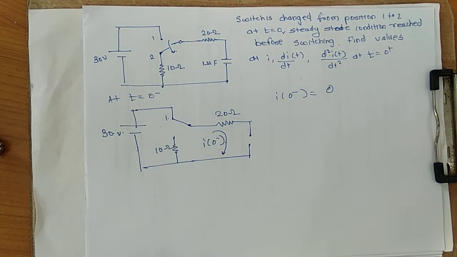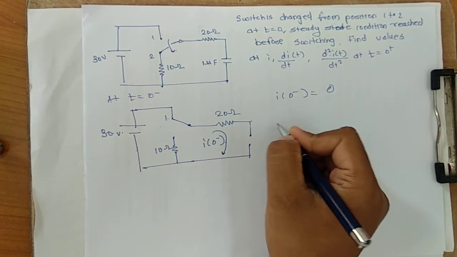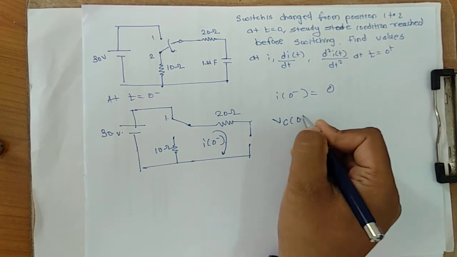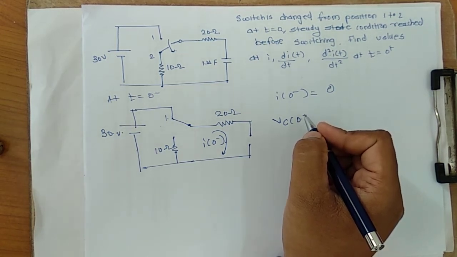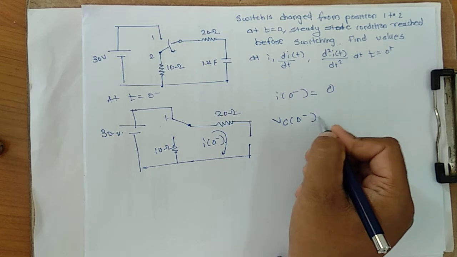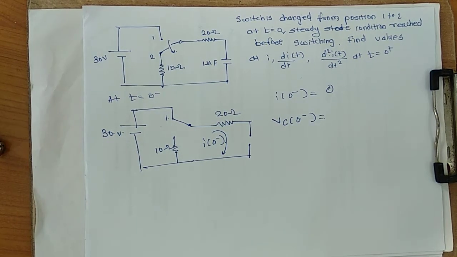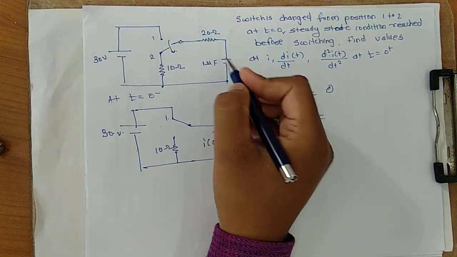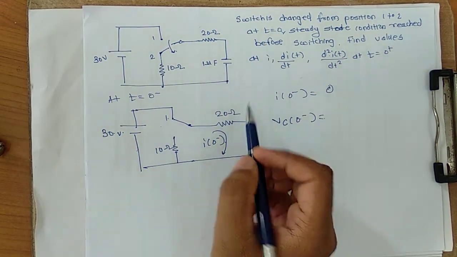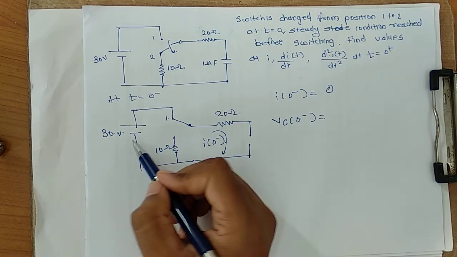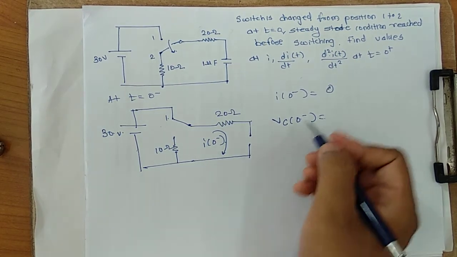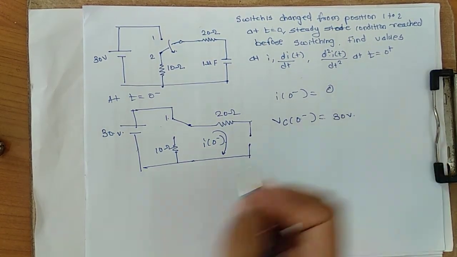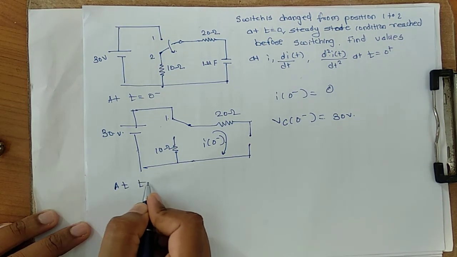Again, for the sake of simplicity and for future purposes, we will calculate the voltage across the capacitor. So what will be the voltage across the capacitor? Vc of 0 minus. How to calculate Vc of 0 minus? If it is an open circuit, there will be no drop across the 20 ohm resistance. So as it is, this 30 volts will appear across this capacitor, meaning Vc of 0 minus is 30 volts.